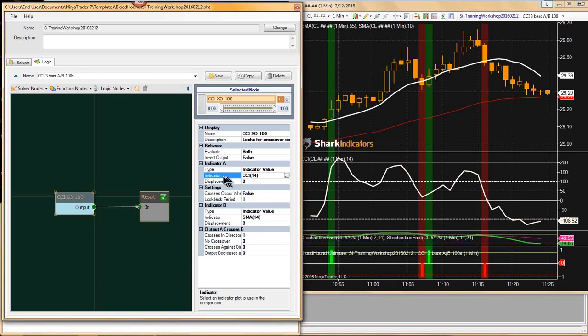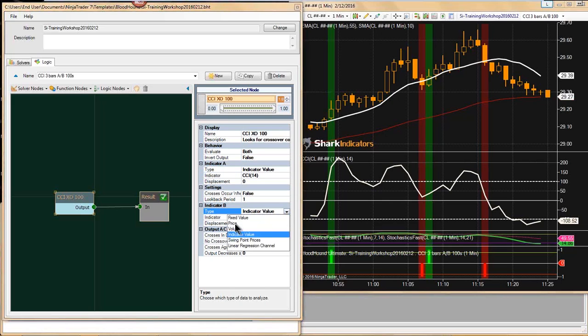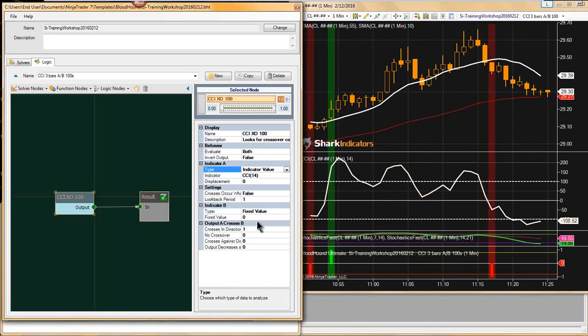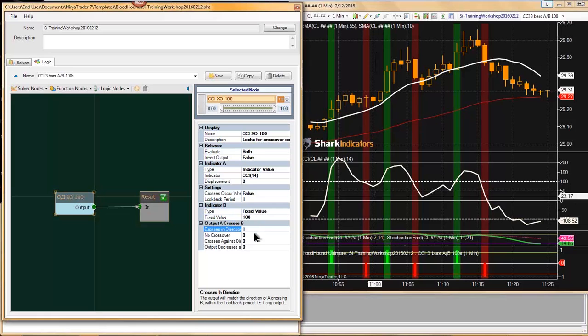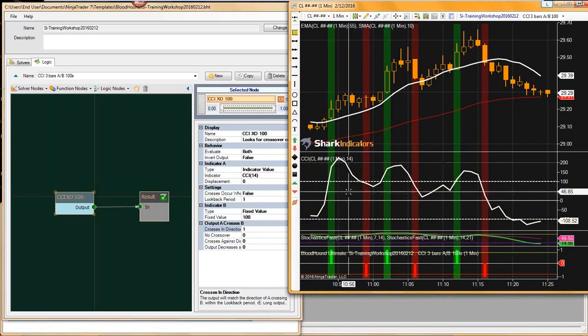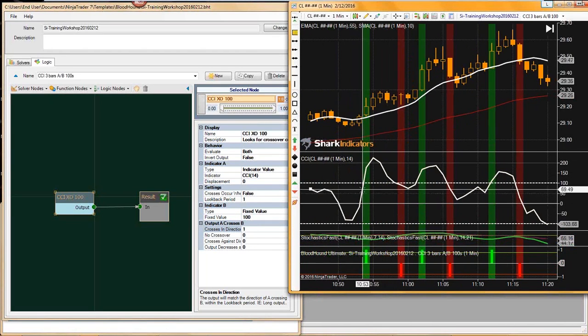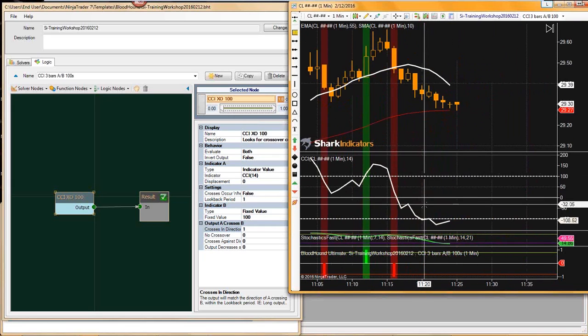All right, so in indicator A, we're going to put the CCI indicator. And down here in indicator B, this is going to be our 100 value. So let's put 100 in there. Okay, so we can see whenever the CCI crosses above or below that 100 line, we're getting the buy and sell signals. But remember, we're only interested in the sell signals here.